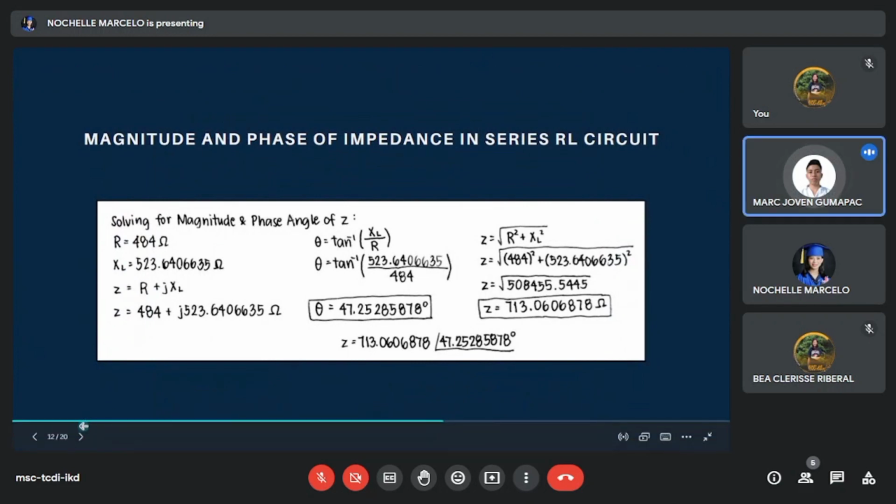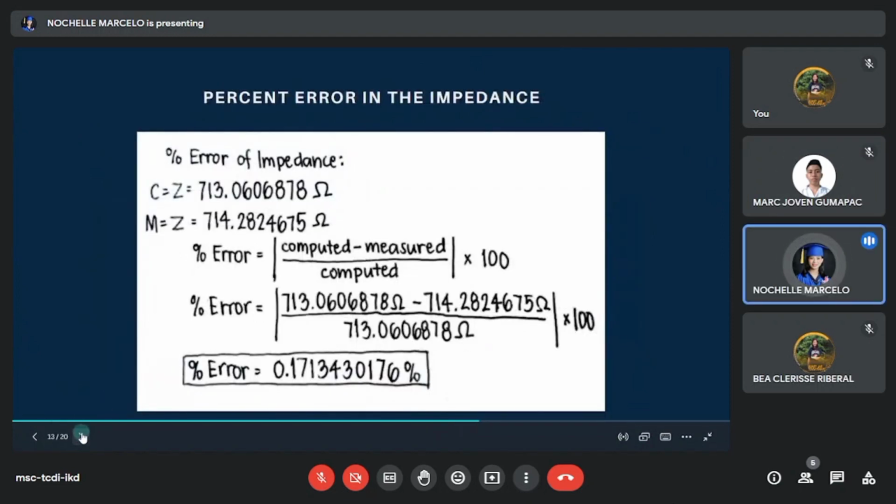Compute the magnitude and phase angle of the impedance using the equation impedance Z_L is equal to resistance R plus j times inductive reactance XL, where XL is equal to 2 pi times frequency times the inductance. Compute the percent difference between the measured and the computed value of the impedance.